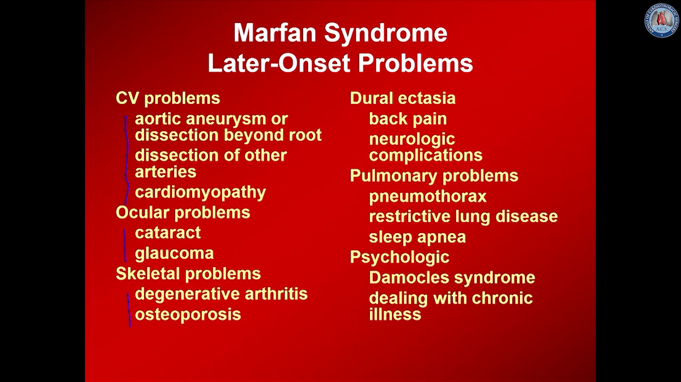The dural ectasia can cause all sorts of neurologic complications. We mentioned pneumothorax, but there are also other complications involving the pulmonary system, development of restrictive lung disease, and sleep apnea. And of course, we always need to focus on the psychologic impact of a serious disorder on patients and their relatives.